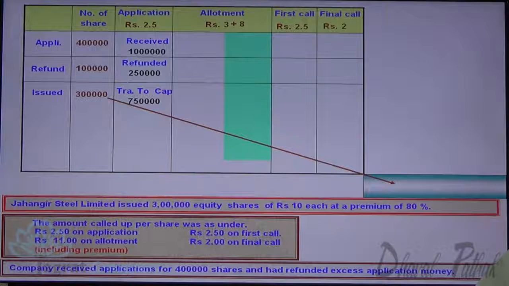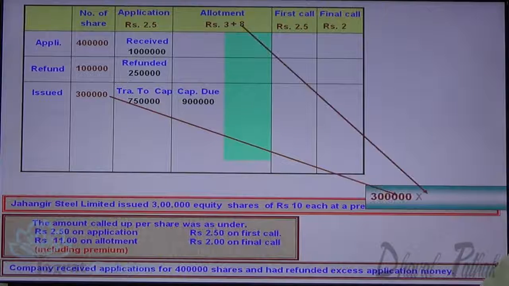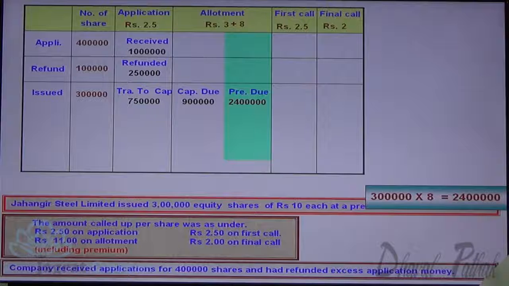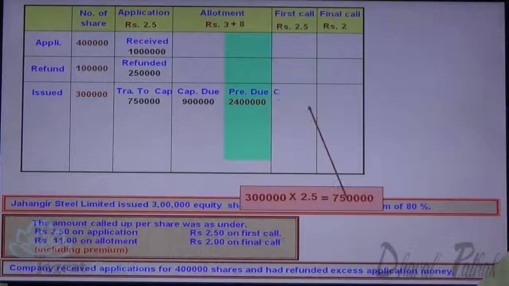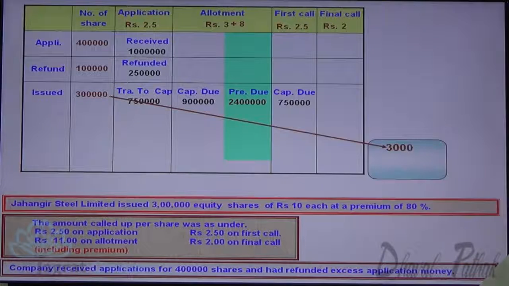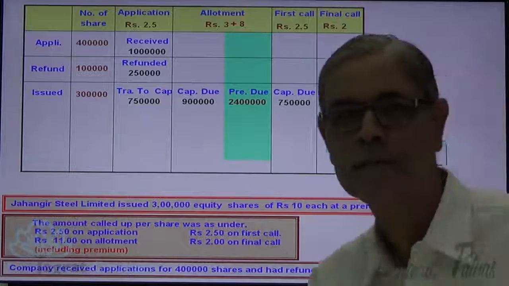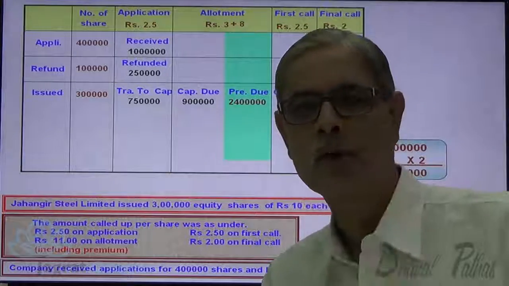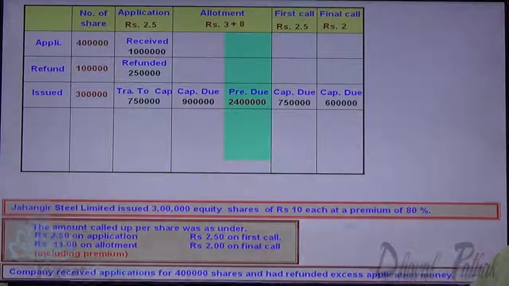Now this is the capital due with allotment. This is the premium due with allotment. This is the amount that gets due with first call. This is the capital and amount due with final call. This is how the amount is going to be demanded. Now observe.